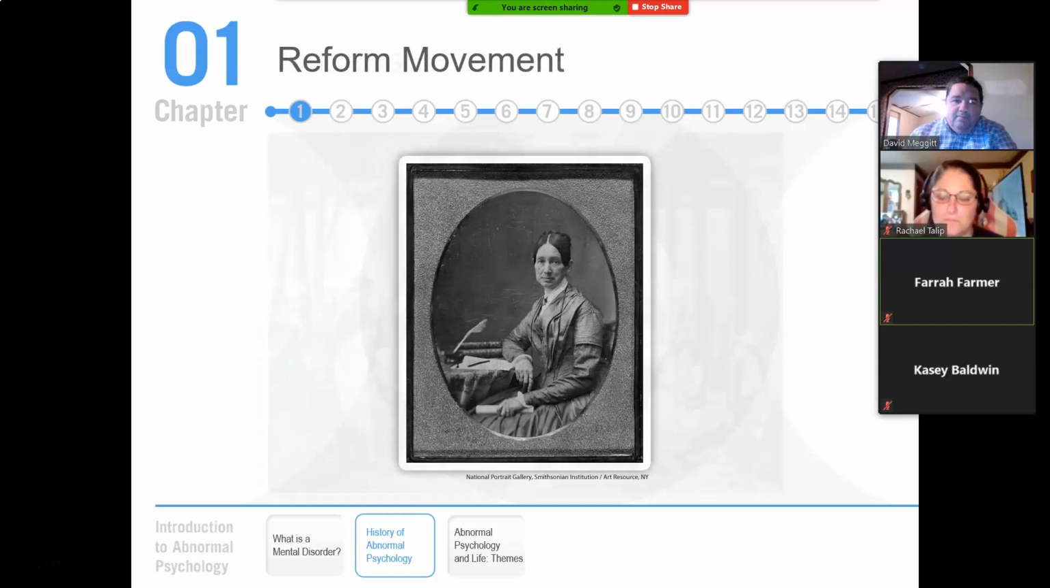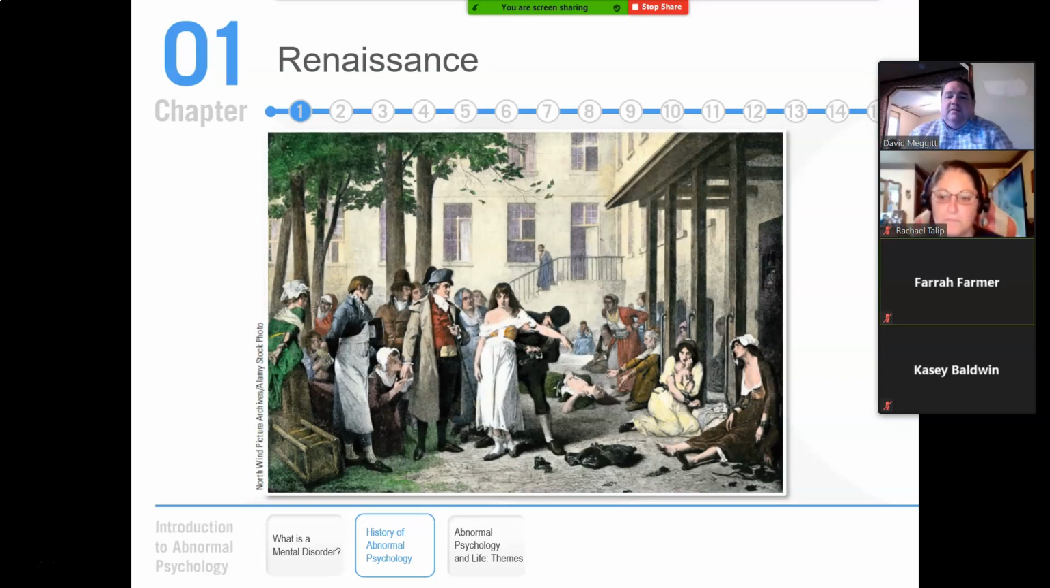During the Renaissance, they would start, obviously, with this. This is really where sanitariums and putting people in a specific place for healing, or to be kept if they were dangerous to themselves or to society, began. And so here we have a picture of that going on.